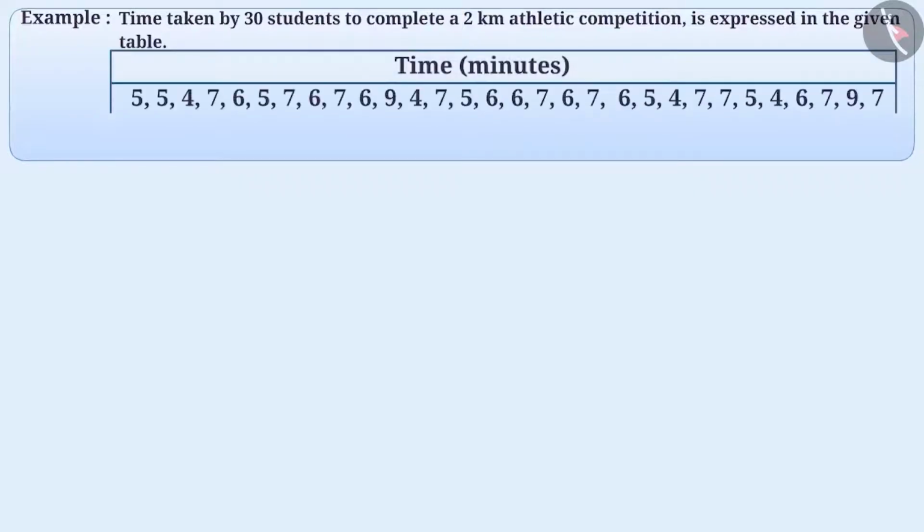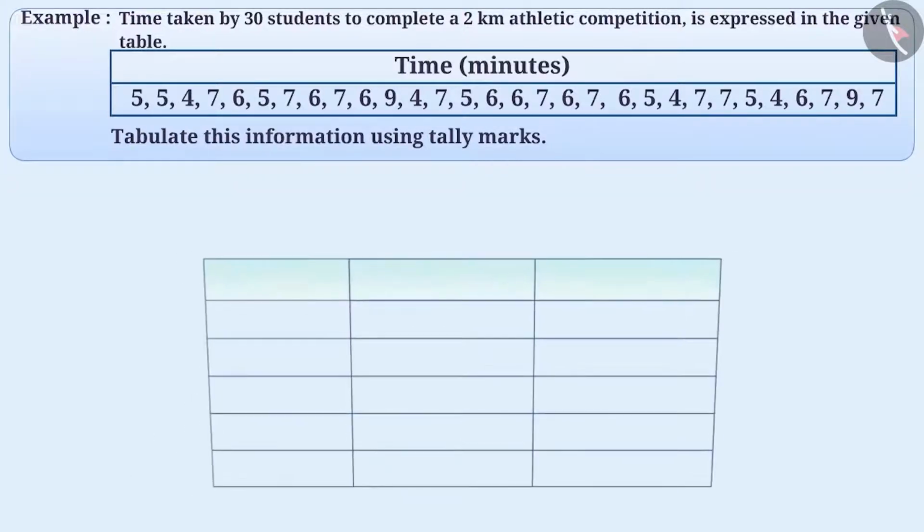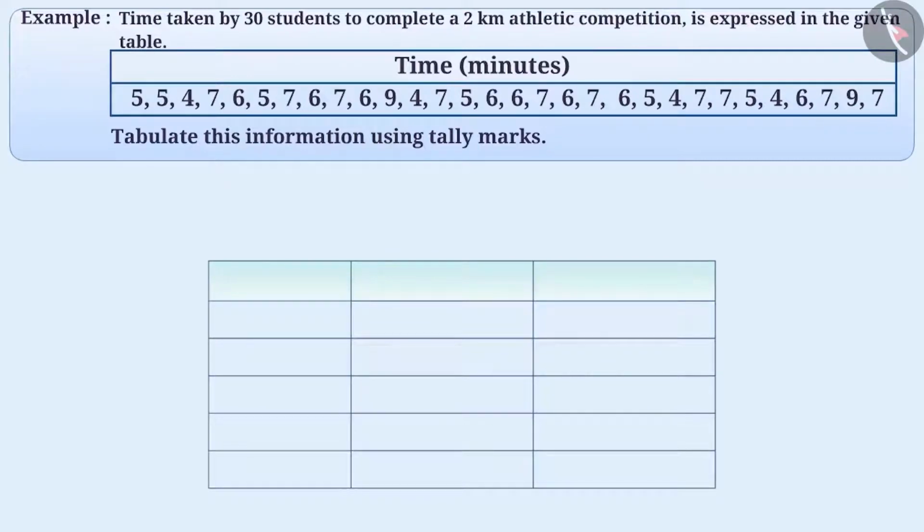Next example. Time taken by 30 students to complete a 2-kilometer athletic competition is expressed in the given table. Tabulate this information using tally marks. For this, we will make a table like this. In this, the first column will show the time in minutes, the second column will show the tally marks, and the third column will show the number of students.